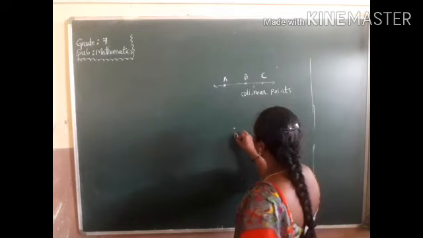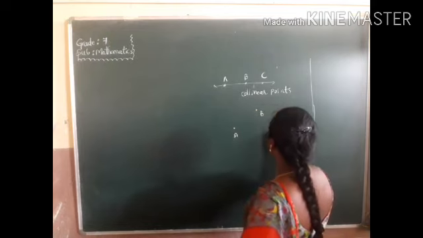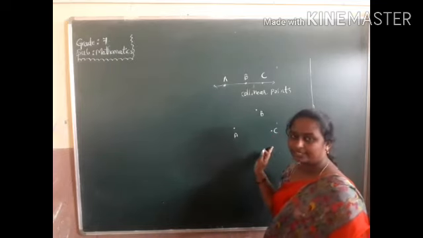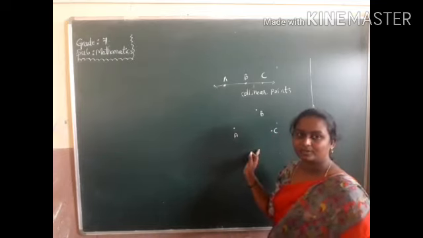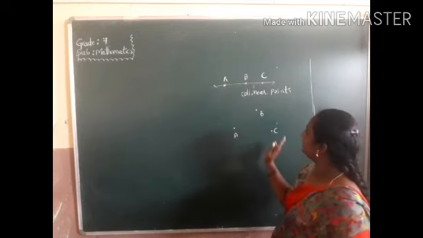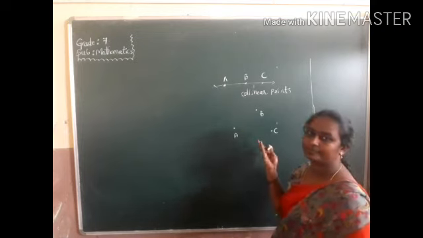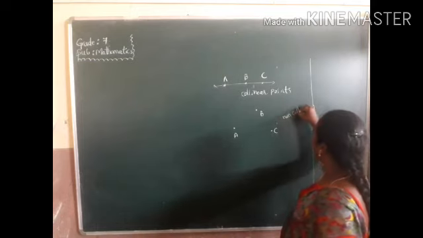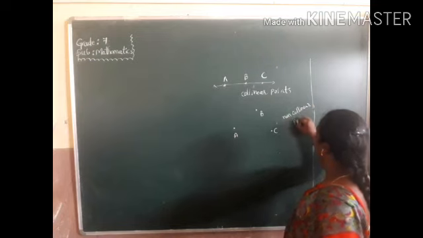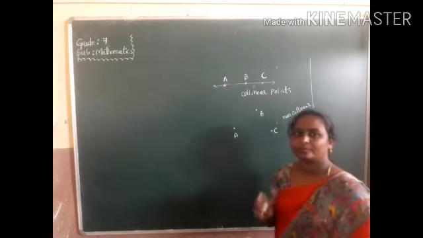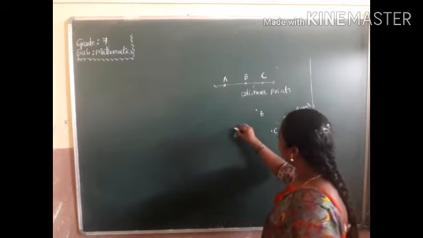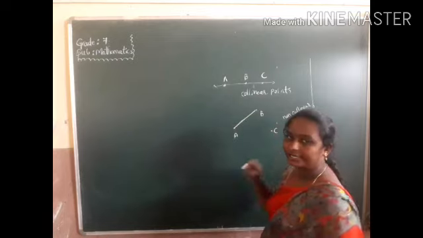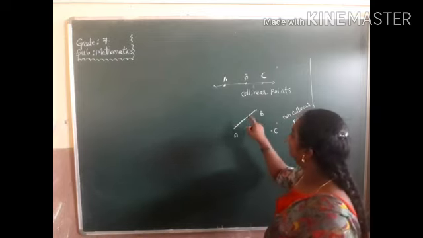If I take the points point A, point B, and point C, now tell me, do all these points lie on the same line? No. Point A is here, point B here, point C somewhere else. Such types of points are called non-collinear points. Non-collinear points.